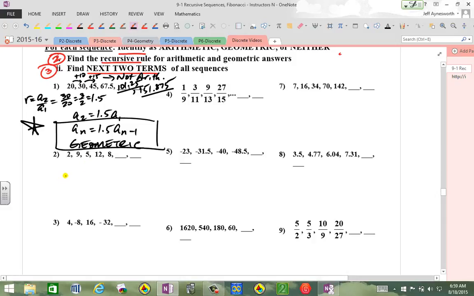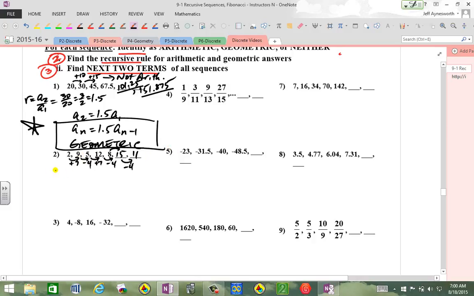I already explained number one, so we're going to go to number two. The very first thing I look at is what's happening from 2 to 9 and from 9 to 5 and so on. Let's look at some patterns here. Here I see plus 7, and here I see a minus 4. And here I see a plus 7, and then here I see a minus 4. So the next one should be a plus 7, right? So this should be 15, and then here should be a minus 4. So 11.